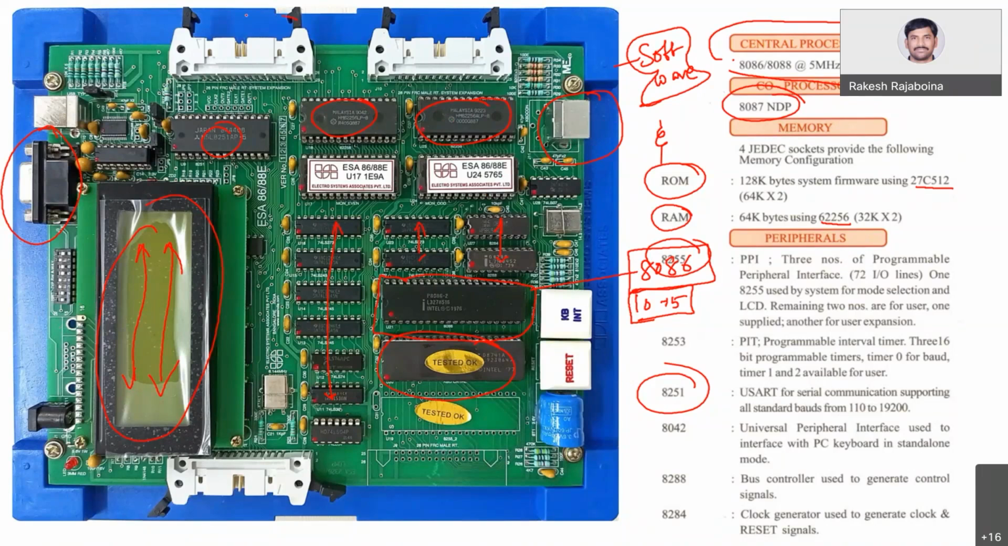And you have extra connectors here. This is a 20-pin connector. These connectors are used to communicate with the external world. That means suppose you want to display your result on a 7-segment display, or you want to control a stepper motor. In all those cases, this 20-pin ribbon is used.